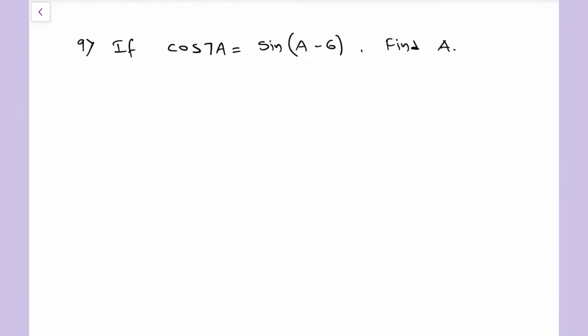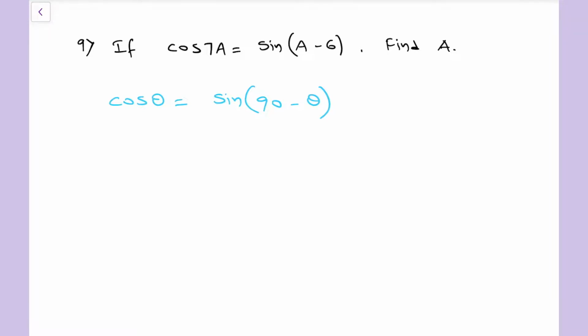Next. If cos 7a equals sine of a minus 6, then find a value. To compare the angles of the left side and right side, we need to make sure that the trigonometric ratios are also the same. Cos is on the left side and sine is on the right side. So both are not the same. So our first duty is to make those trigonometric ratios the same without affecting the total value of the given question. Cos theta can be written as sine of 90 minus theta. In the same way, sine theta can be written as cos of 90 minus theta.